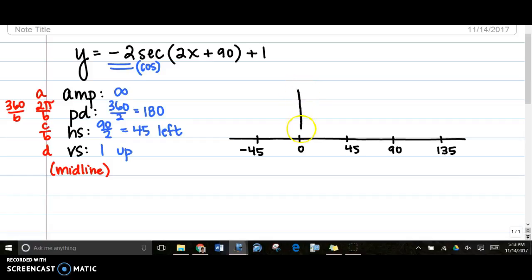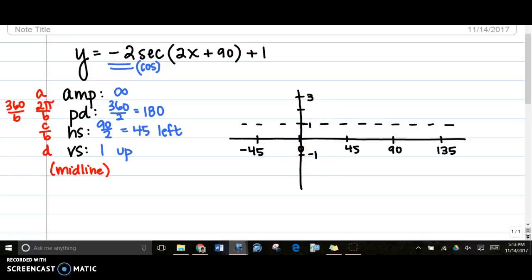Okay, y-axis is going through 0. On my y-axis, again, cosine would have a vertical shift up 1. So that is where my midline will be. And then the amplitude, of course, for secant is infinite. For cosine, it's 2. So up 2 to 3 and down 2 to -1.